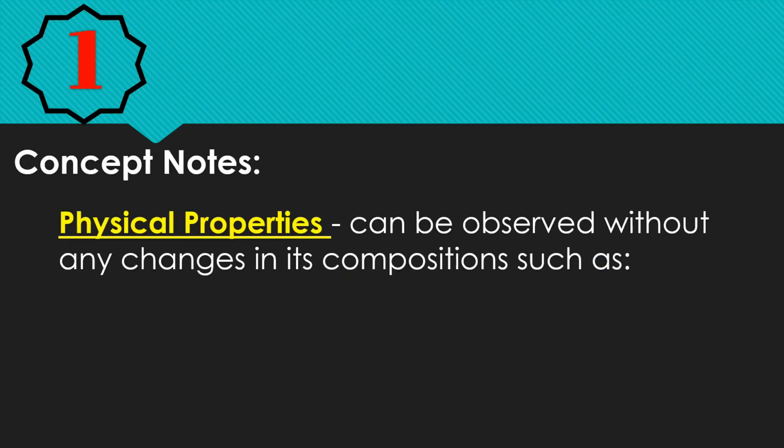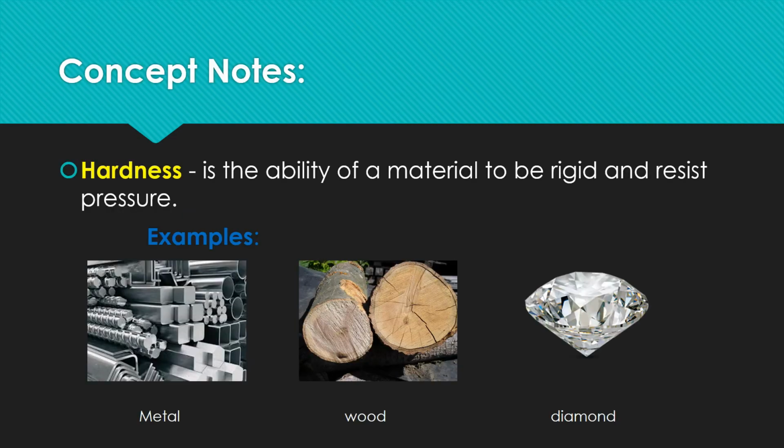Now, physical properties can be observed without any changes in its composition, such as hardness. Hardness refers to the ability of material to be rigid and resist pressure. Hard materials cannot be broken easily. Examples are metal, wood, and a diamond.